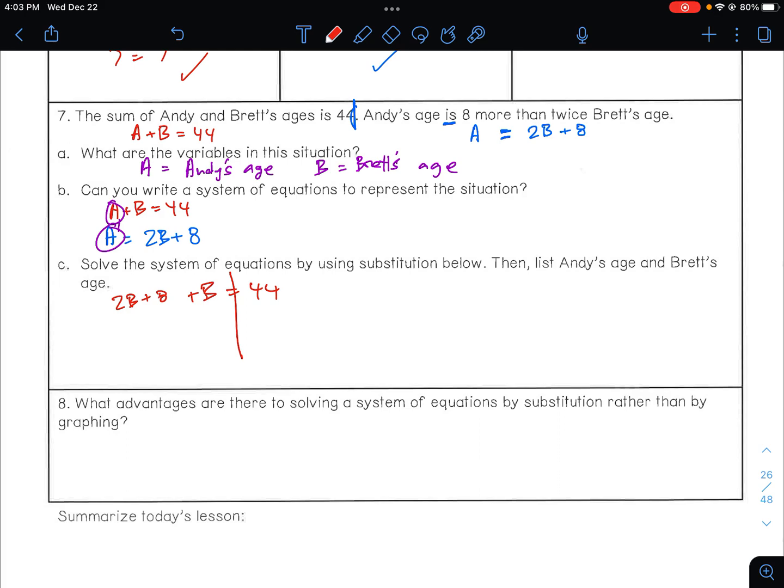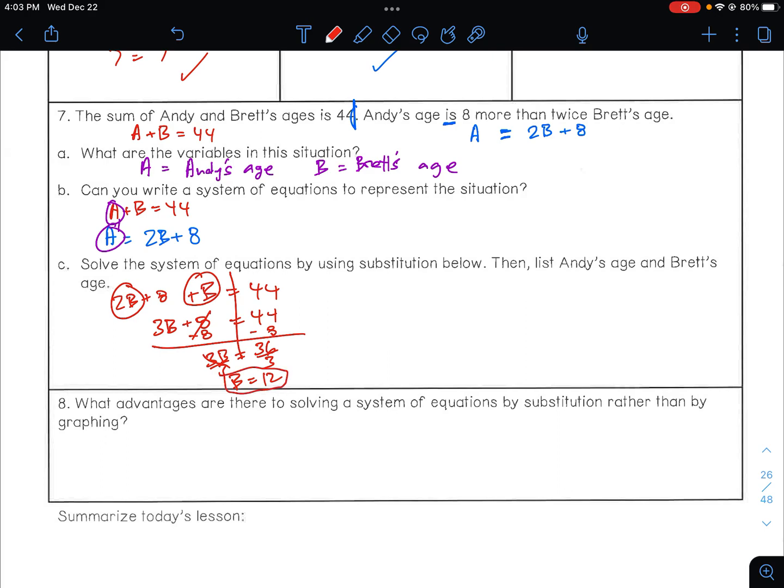Can I simplify anything on this left side? I can. That's 2b, that's 1b, that is 3b plus 8 equals 44. Subtract 8 from both sides. That cancels. I'm left with 36, I think. Yeah, 36. So 3 times Brett's age is 36, divide by 3. That cancels. Brett's age is 12.